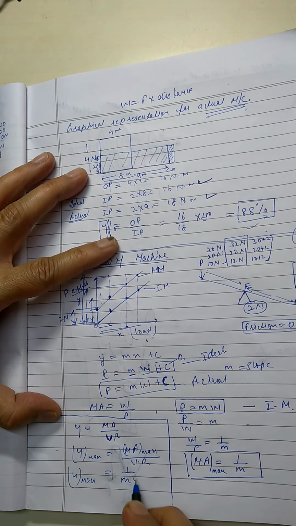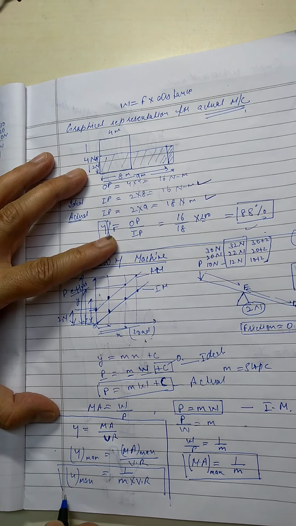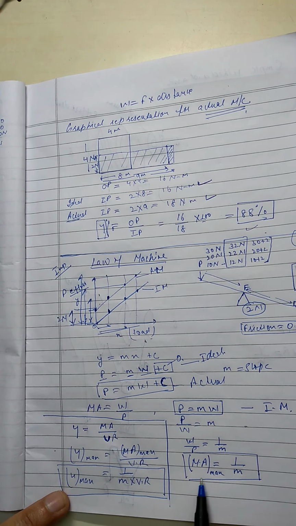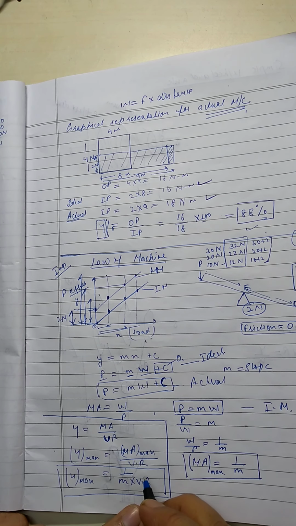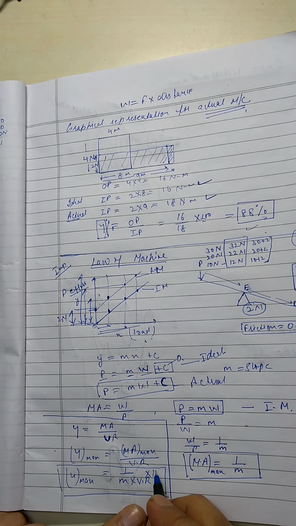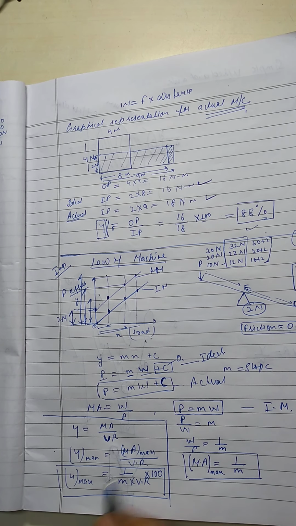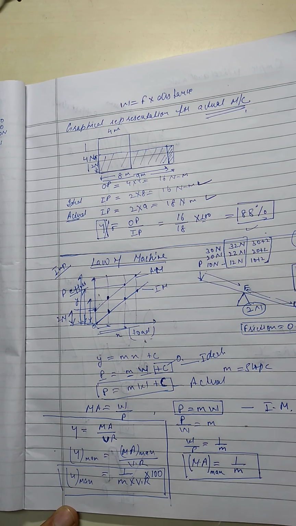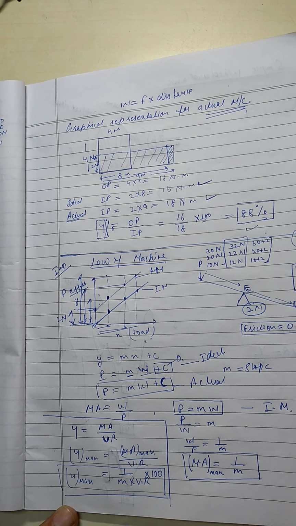So this is the formula for maximum efficiency, and this is the formula for the maximum mechanical advantage. If you want to calculate the efficiency in percentage, then you have to multiply it by 100. Then you will get it in percentage. So you have to learn these two formulas. One is the maximum mechanical advantage, 1 upon m, and one is the maximum efficiency, which is equal to 1 upon m into VR into 100 if you want to get it in percent.